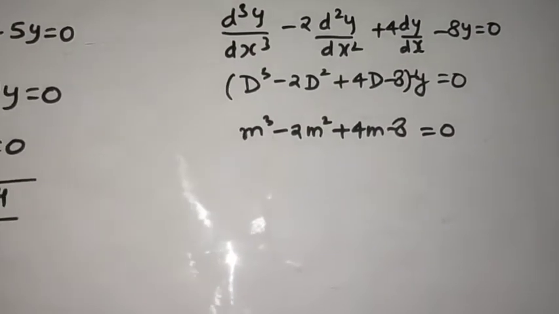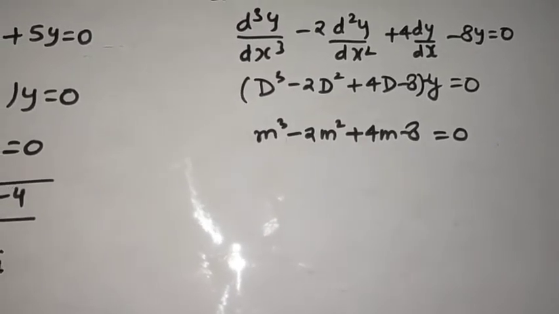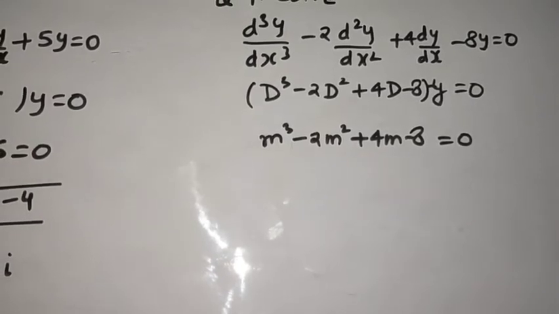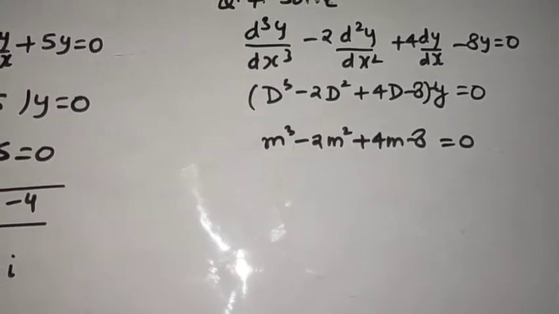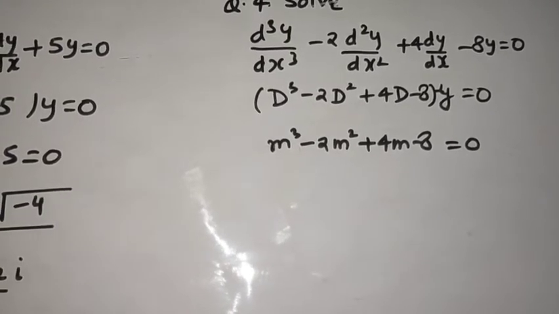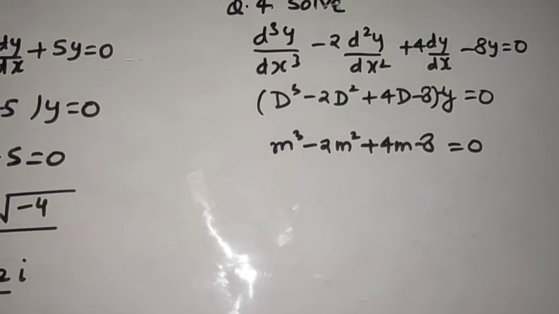So is minus 1 the root? Minus 1 minus 2 will give you minus 3 minus 4 minus 7 minus 8, no. So check for 2. So 8 minus 8 is 0, plus 8 minus 8. Yes, 2 is the first root.